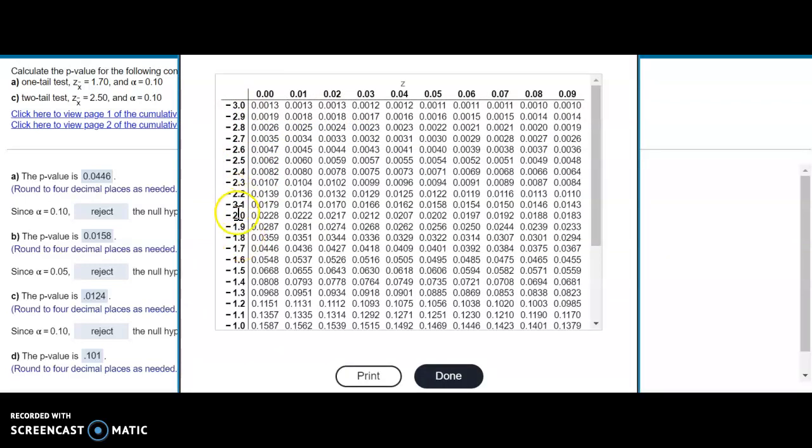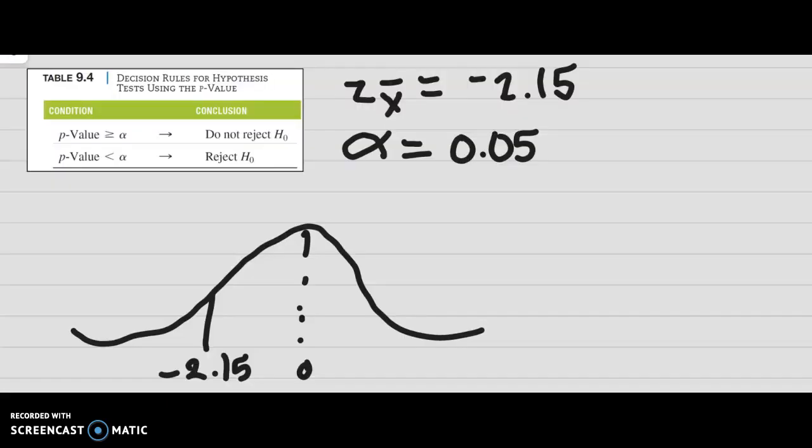Negative 2.15 would be 0.0158, that would be our p-value. So this tail right here is 0.0158.